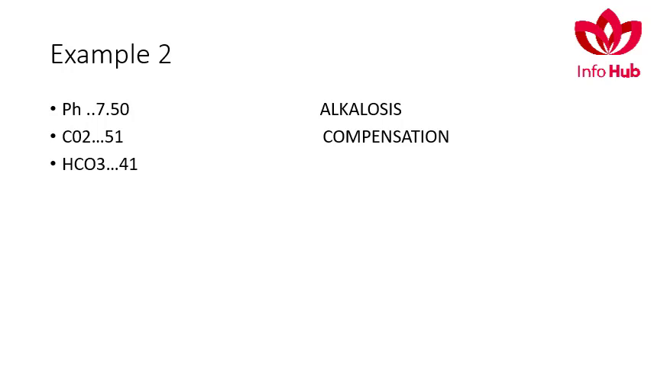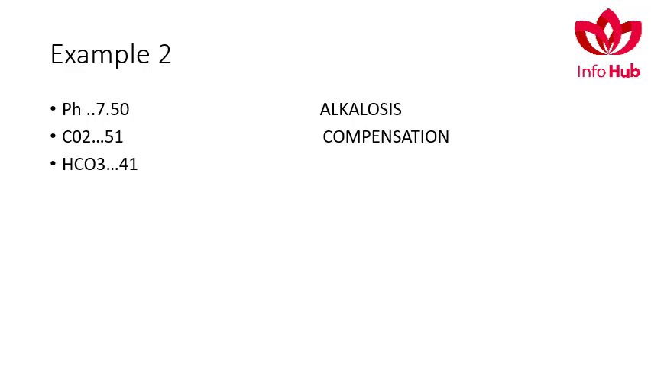Now look at the second example. Just by looking at the pH, you should know that it is alkalosis. So the next thing that you look at is CO2. So CO2 is increased. So what type of alkalosis is it? It can't be a respiratory alkalosis because the CO2 is 51, but HCO3 is a metabolic component. So this scenario is a metabolic alkalosis.